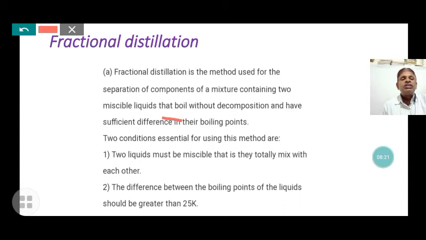The essential conditions for using the method are that the two liquids must be miscible, as they are totally mixed with each other. The difference between the boiling points of the liquids should be greater than 25 degrees Celsius.